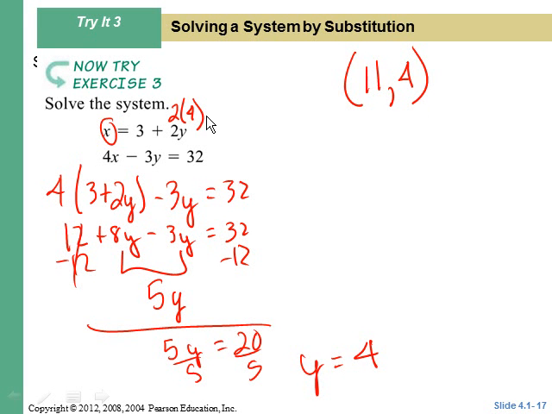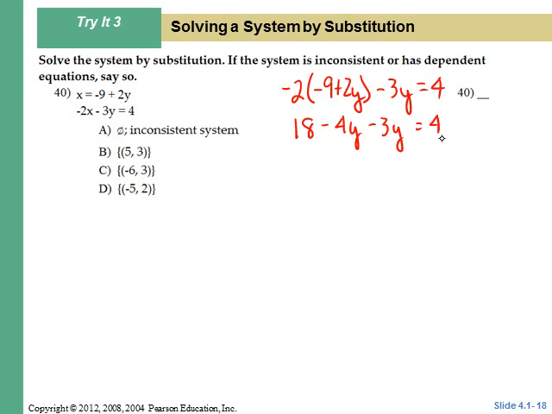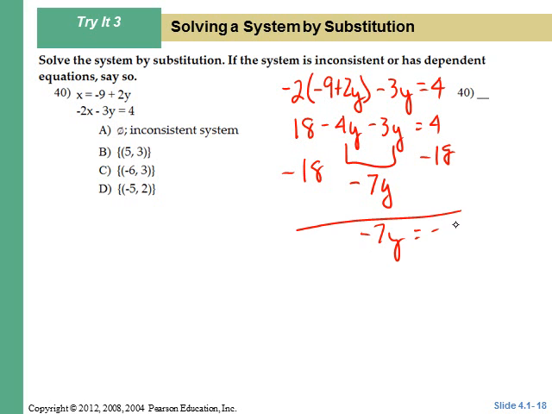Try this one. Notice we've got another easy substitution. Negative 2 times negative 9 plus 2y minus 3y equals 4. So instead of writing x into the second equation, I wrote negative 9 plus 2y. So this is 18 minus 4y minus 3y equals 4. 18 minus 7y, so I'm going to subtract 18 from both sides, and I get negative 7y is negative 14, so y is 2.